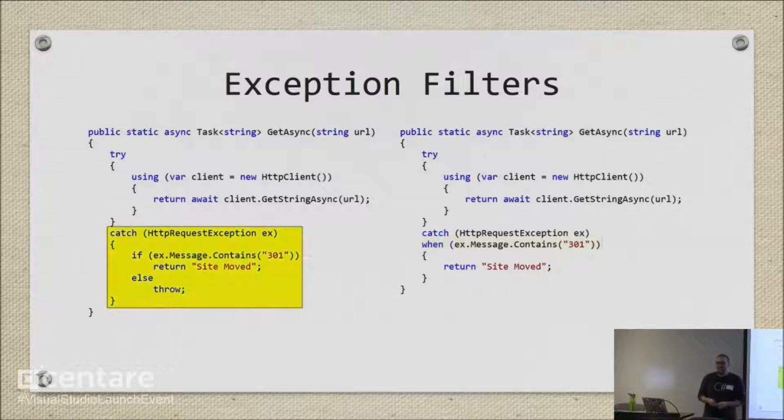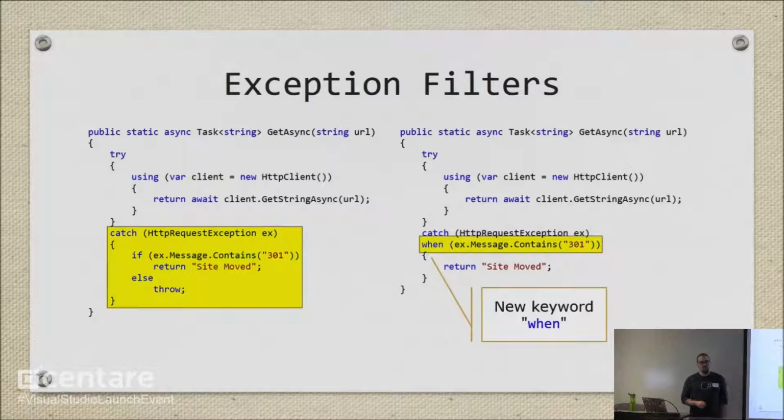All right. So another feature was exception filters. This introduced a new keyword, the when keyword, as part of the C# environment. Historically, if you wanted to check whether an exception contains a specific message, this is terrible code anyways, but this is just an example. Imagine we are catching an HTTP request exception. We're validating whether it contains a 302, a site moved. We could simply return a string that says the site's been moved. Otherwise, we would throw that original exception.